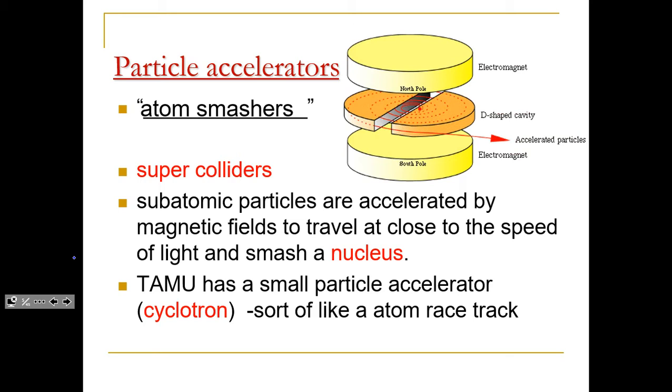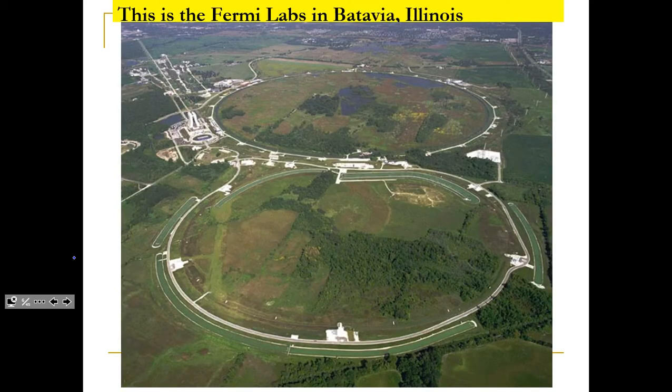Texas A&M University has a small one called the cyclotron, which is in our physics building on University Drive. It's kind of like an atom racetrack, if you will. And you can take tours of the cyclotron. In fact, that's one of our topics in our nuclear research project, learning about the cyclotron here.